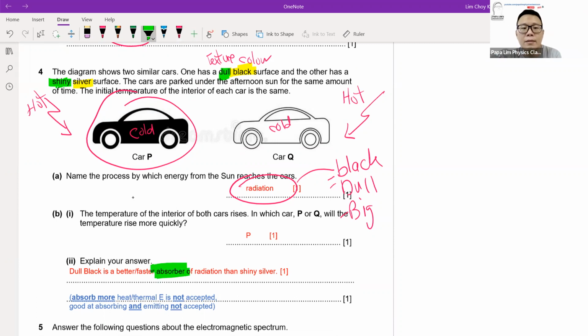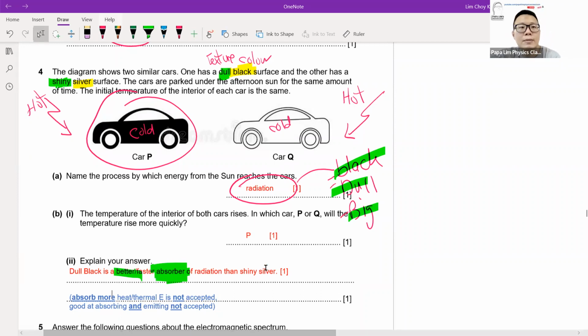If we talk about transfer of heat, there are certain keywords. You must state what mode you're using, which is absorber or emitter, depending on the question. In this case, it is an absorber, so you have to write absorber first. Then after that, you have to write which is better. Remember, black, dull, big is always better. If you want to add more, you can continue to say black is a better absorber, it absorbs heat at a faster rate.